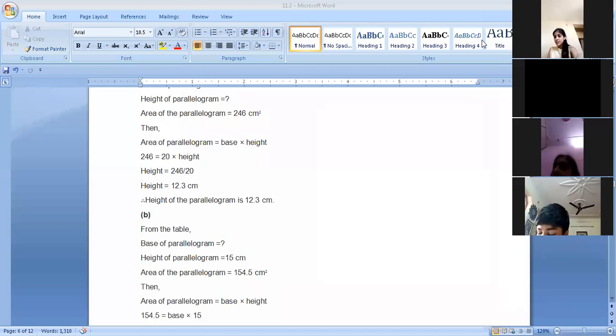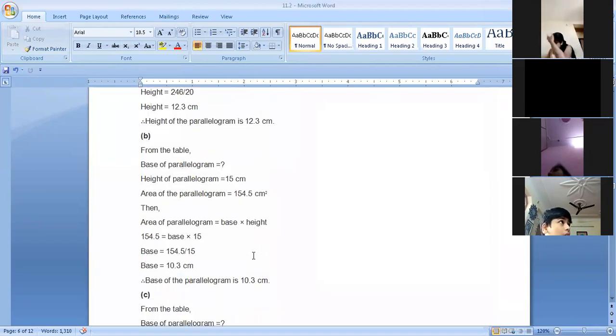Yes, in the B part, height is given, area is given. We have to find out the base. Again, we are going to transpose this value. And the base will, when we divide 154.15 by 15, you will be getting 10.3 centimeters. Right answer.